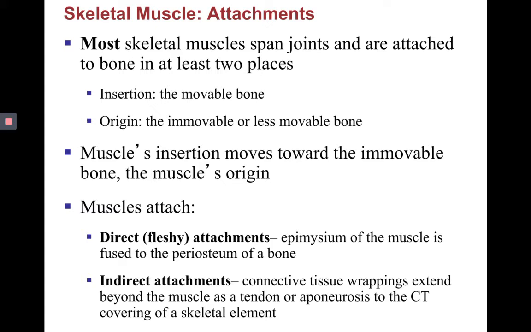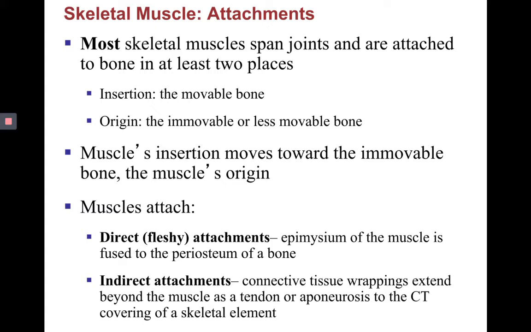There are two locations where skeletal muscles attach: the insertion and the origin. The insertion is the attachment of a skeletal muscle to the movable bone, whereas the origin is the attachment of the skeletal muscle on the immovable or less movable bone.